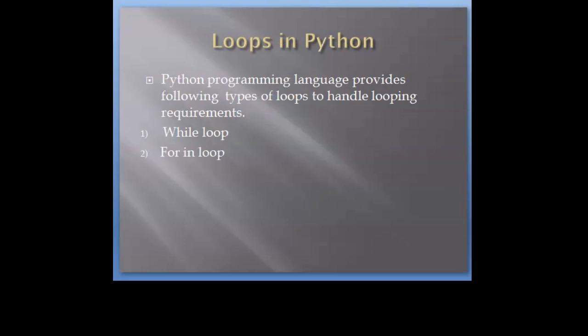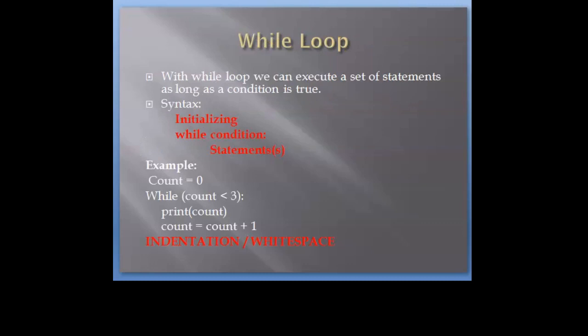Now we will come to loops in Python. From the name itself, what is a loop? A loop continues until the condition breaks. Python provides the following types of loops to handle looping requirements. There are two loops: the while loop and the for in loop. So without wasting time, let's start with the while loop.